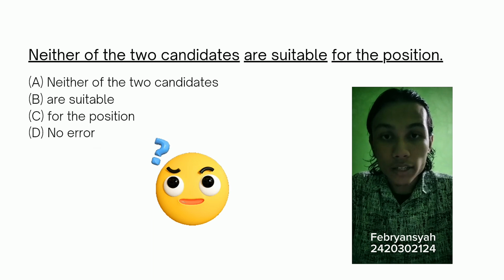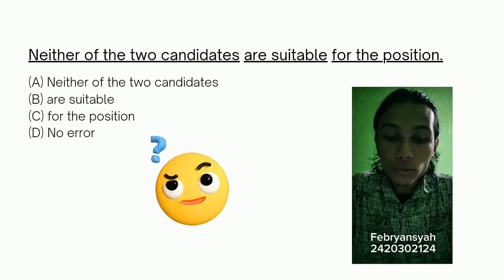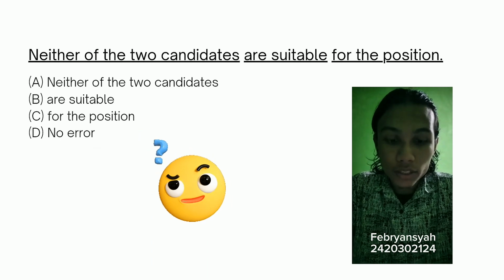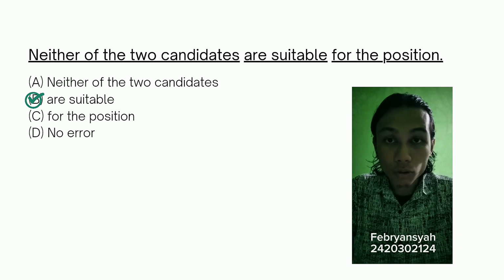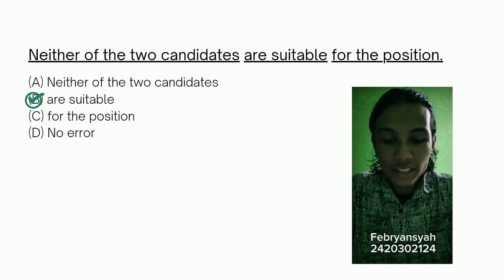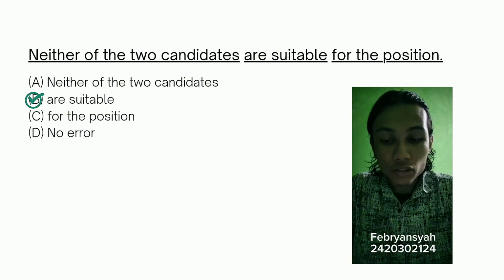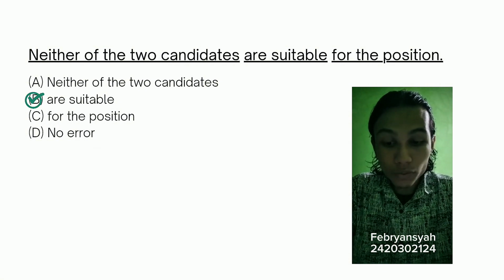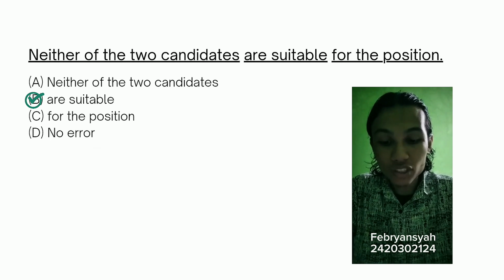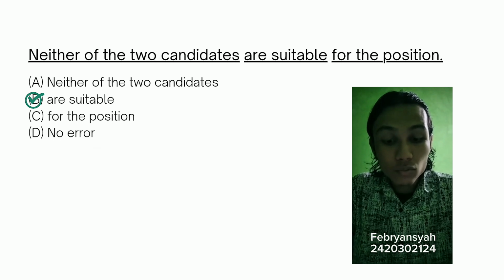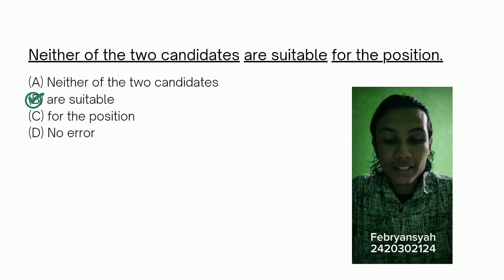Next, error recognition. Neither of two candidates are suitable for the position. The correct answer is B, are suitable. Why? Because neither is a singular subject and it should be paired with a singular verb. The correct sentence should read, neither of the two candidates is suitable for the position. This is why are is incorrect and is would be the correct verb to use in this sentence.